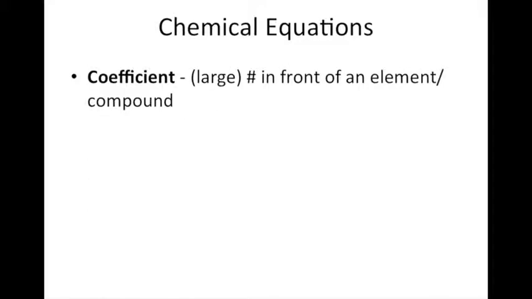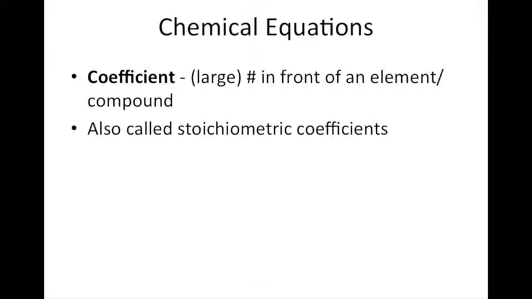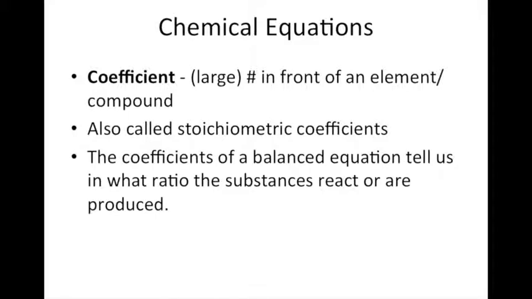Now the coefficients are the large numbers in front of each element in a chemical equation. We also call those stoichiometric coefficients. The coefficients of a balanced chemical equation, we'll describe that more in just a minute. The coefficients of a balanced chemical equation tell us the ratio that the substances react or the ratio that they are produced.